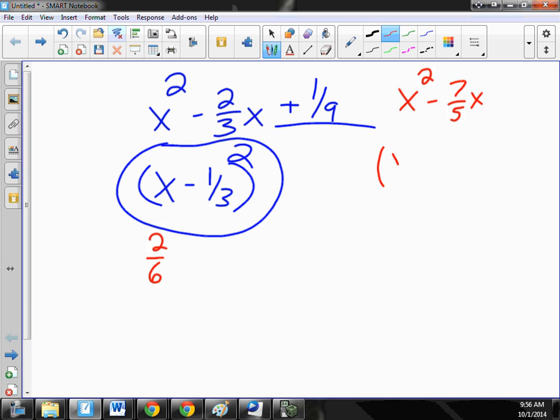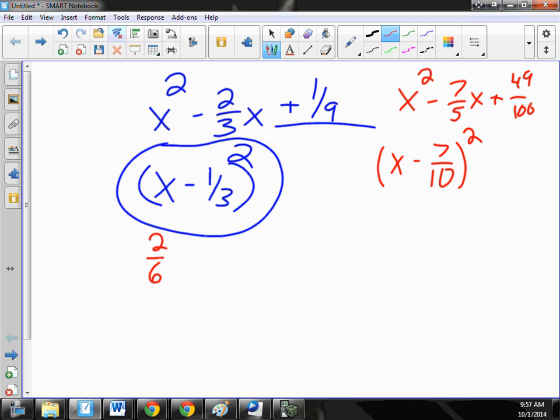So over here, 1 minus 7/10. If you make the denominator twice as big, that will cut the numerator in half. So if my factor is x minus 7/10, what would my constant be? 49/100.